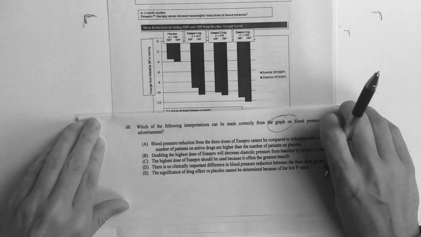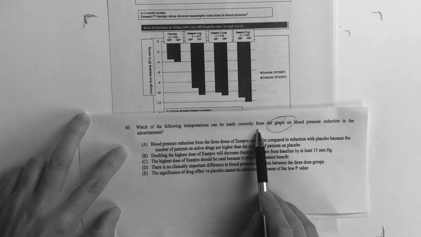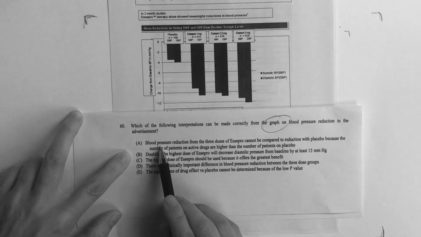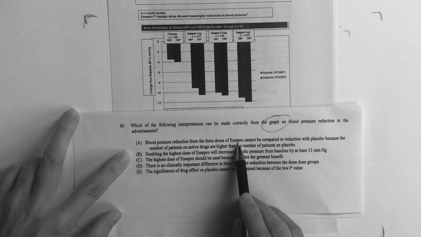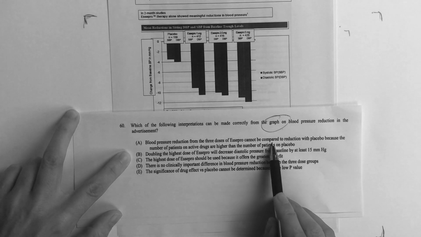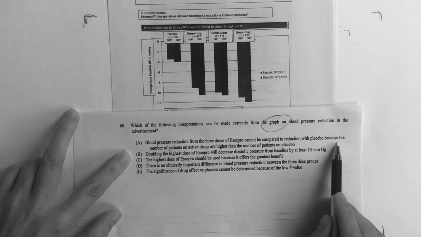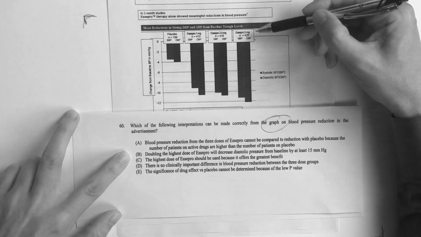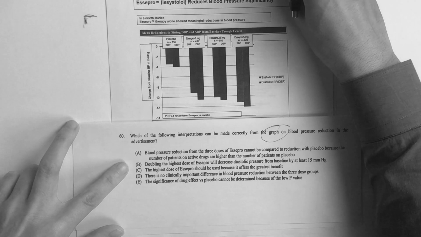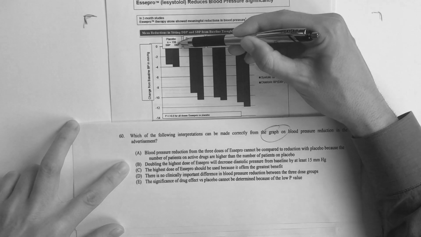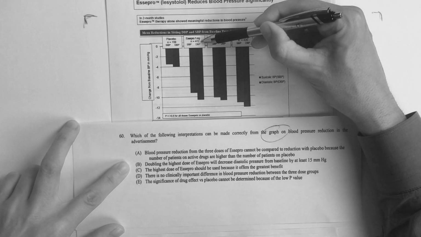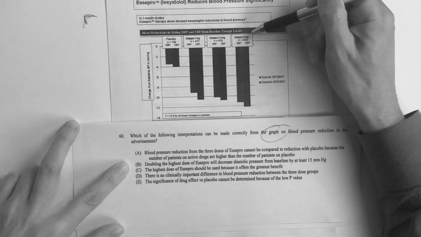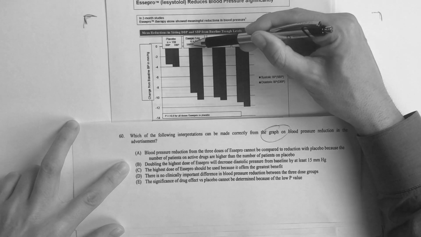Which of the following interpretations can be made correctly from the graph on blood pressure reduction in the advertisement? Is it A, blood pressure reduction from the 3 doses of Escepro cannot be compared to the reduction with placebo because the number of patients on the active drugs are higher than the number of patients on placebo? When I look at this, I'm like, okay, what are they trying to say here? That the N for placebo is 159, N for the 1 milligram was over 400. So all these were over 400. The dose of this drug was 1 milligram, 2.5, and 5. And there's your systolic and diastolic.